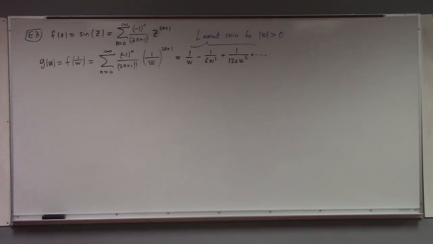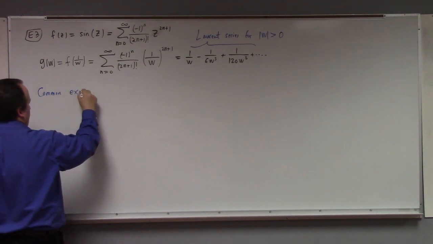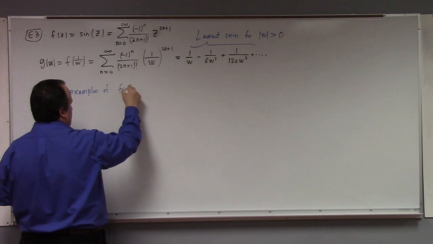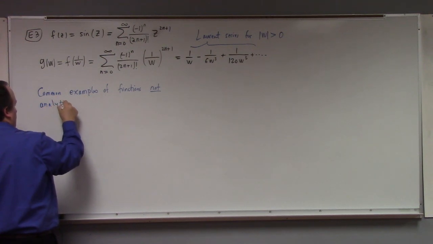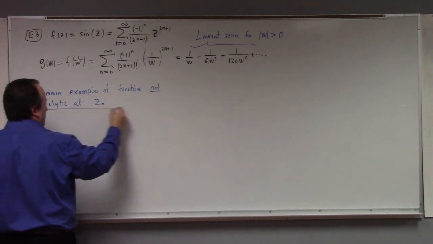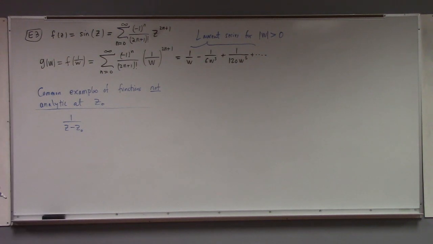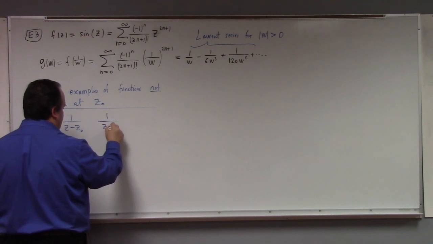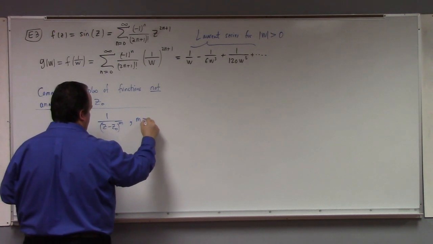So, functions which are not analytic, what are examples of functions which are not analytic at a point? Let's see here. So, some common examples of functions not analytic at z naught. How about this? I'd start out with 1 over z minus z naught, like that's the quintessential one, right? That's not analytic at z naught. You could do 1 over z minus z naught to the m for m greater than or equal to 1, actually.